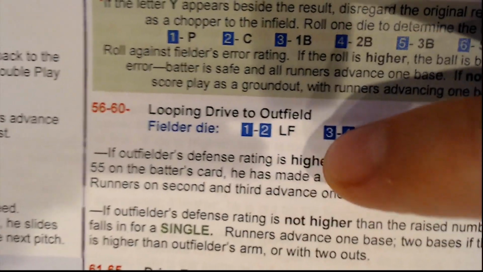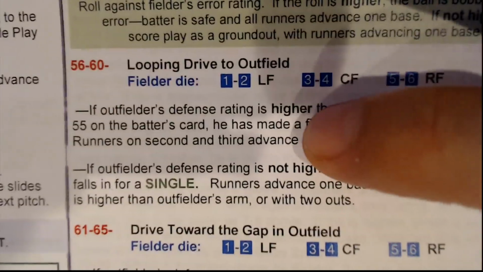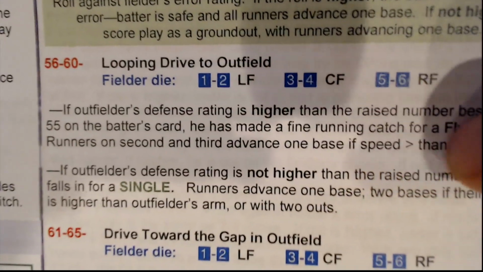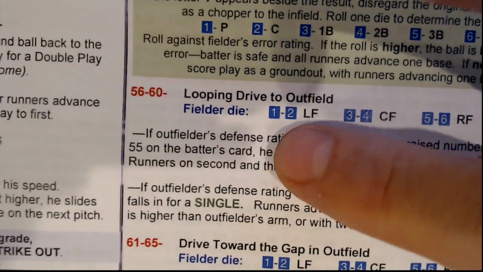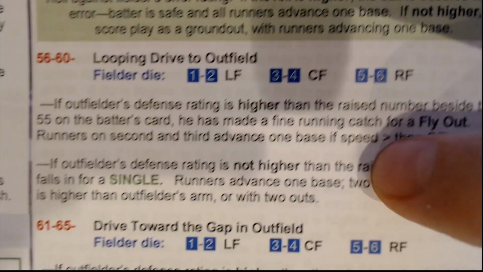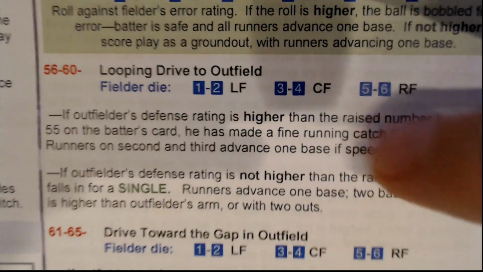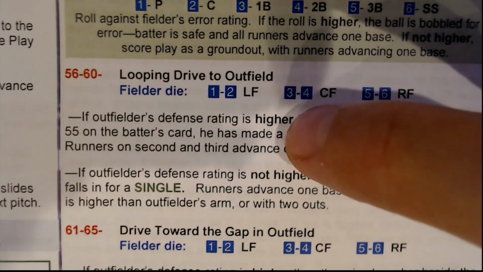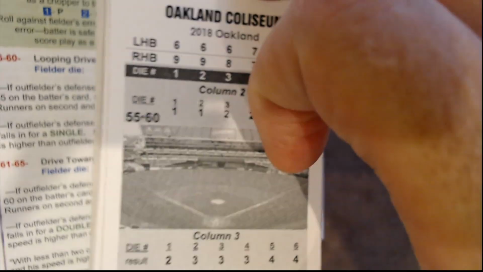It's a looping drive to the outfield. We're going to be testing the outfielder's defense. If it's higher than the raised number, besides the 55 on the batter's card, he has made a fine running catch for a flyout. So instead of obviously doing this, we're going to be using the number off of our card that we got from here. In this case, it's a 2.